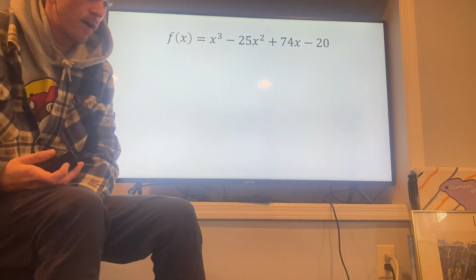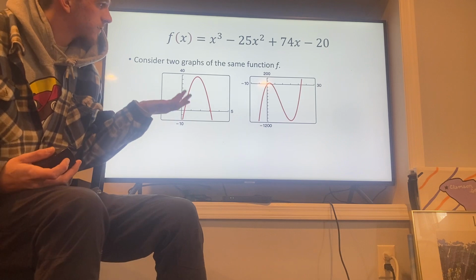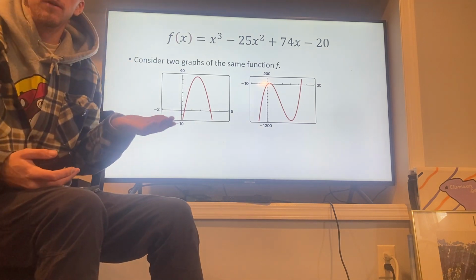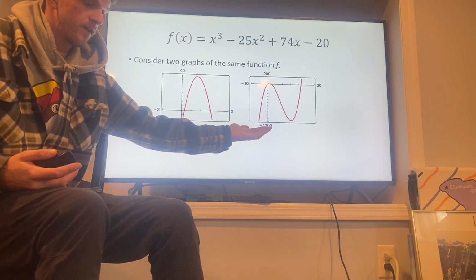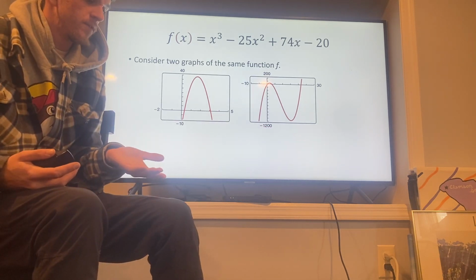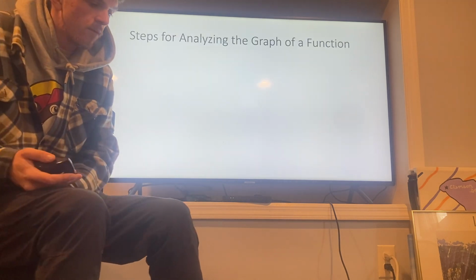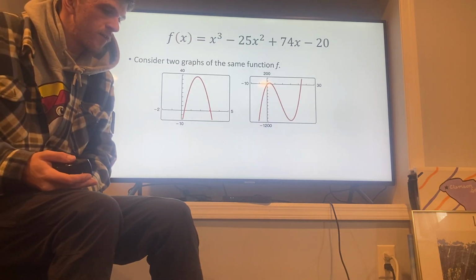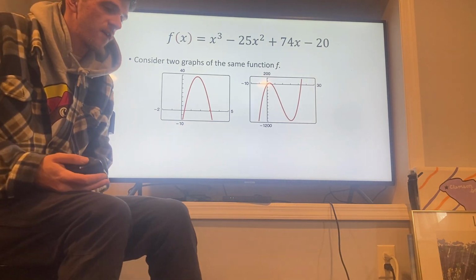Let's consider two graphs of this same function f right here. These graphs denote the same function, but it is very clear that the frame of reference used on the right hand side is a better point of view than the frame of reference on the left. So you may be wondering, would a third point of view reveal other interesting portions of the graph?